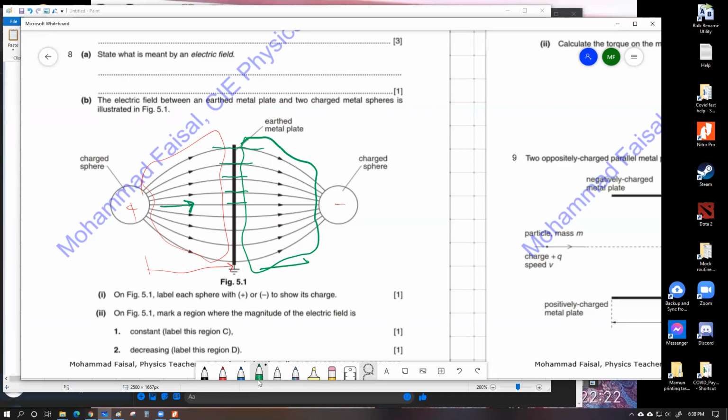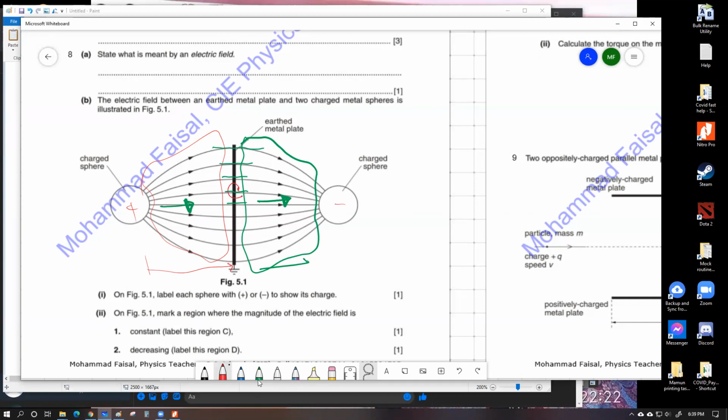On this region, the electric field is becoming weaker. For all of this region, the electric field is becoming stronger. So in this figure, my point is where the magnitude of the electric field is constant. If I was answering this question, I would label right on the body of this earth metal plate, right over here.